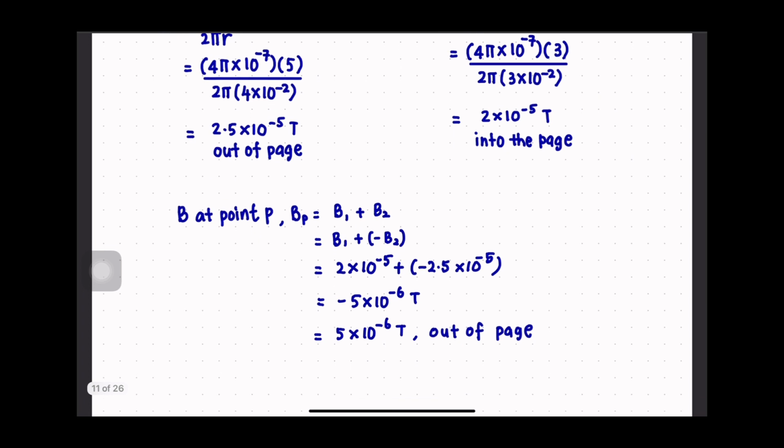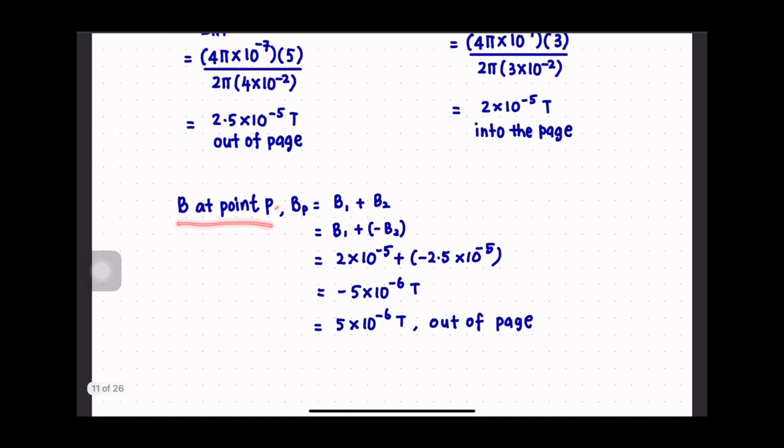Okay, so nak kira dia punya resultant B at point P. So B at point P is equal to B1 plus B2. Okay, kita assume yang into page tu adalah positif, out of page tu adalah negatif. Okay, so terpulang pada awak, siapa yang you nak assume. So saya assume into page adalah positif, out of page adalah negatif. So B1 plus minus B2 because arah dia tak sama. Okay, so kita dapati jawapan adalah negatif. Negatif means adalah out of page. So nilainya adalah 5 times 10 to the power of negative 6 Tesla.